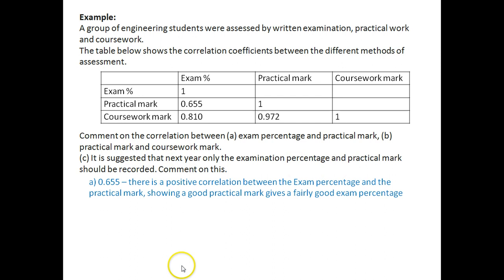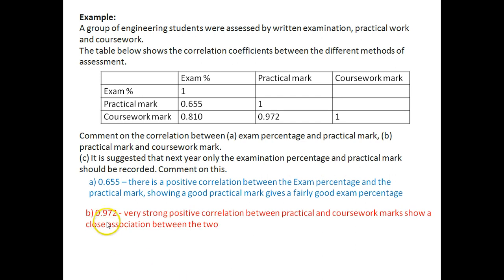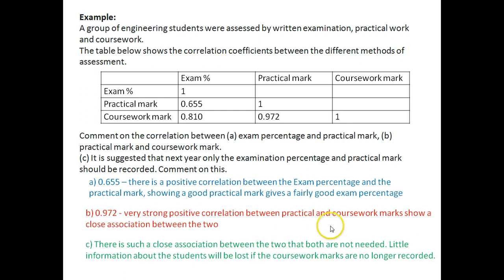Between the practical and the coursework, 0.972 is our correlation. Therefore, it's a very strong positive correlation and shows a close association between the two. Therefore, being as there's such a close association between the two, both are not needed. So little information about the students will be lost if the coursework marks are no longer recorded.